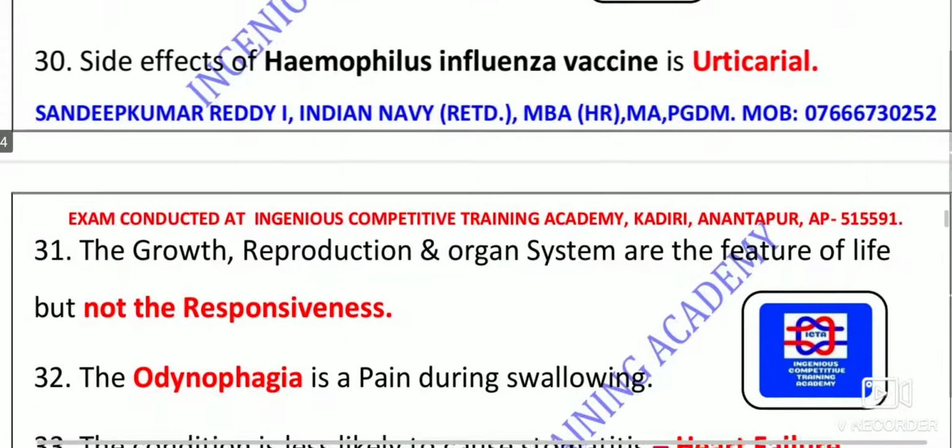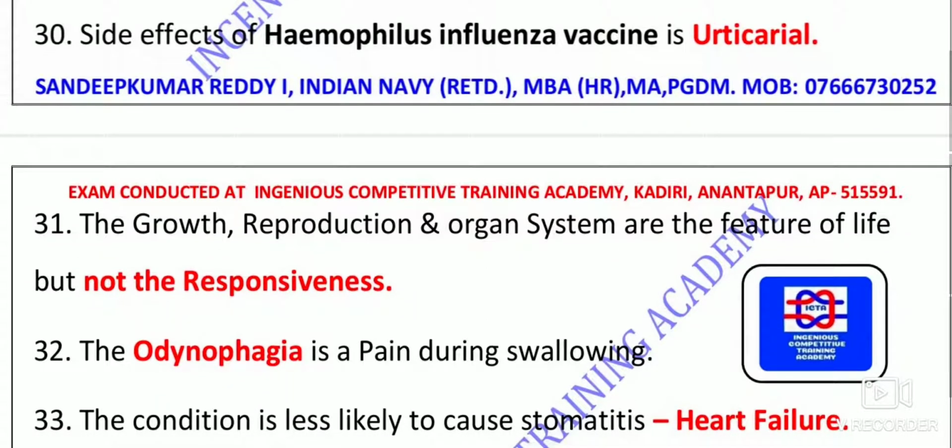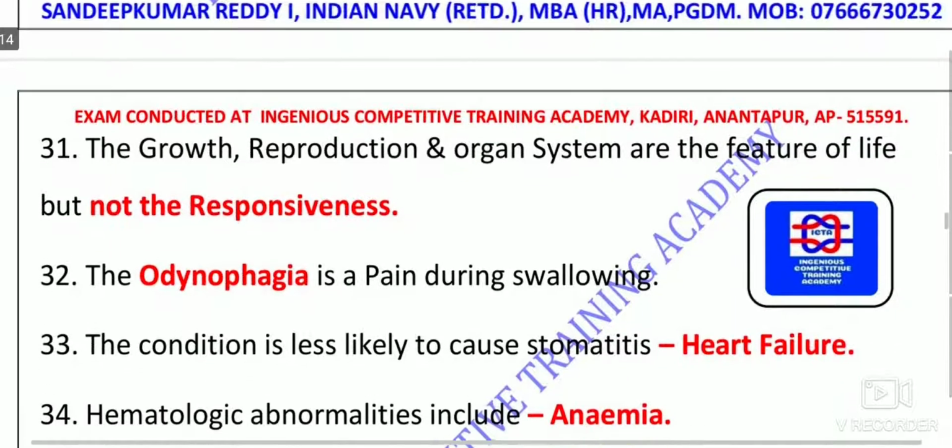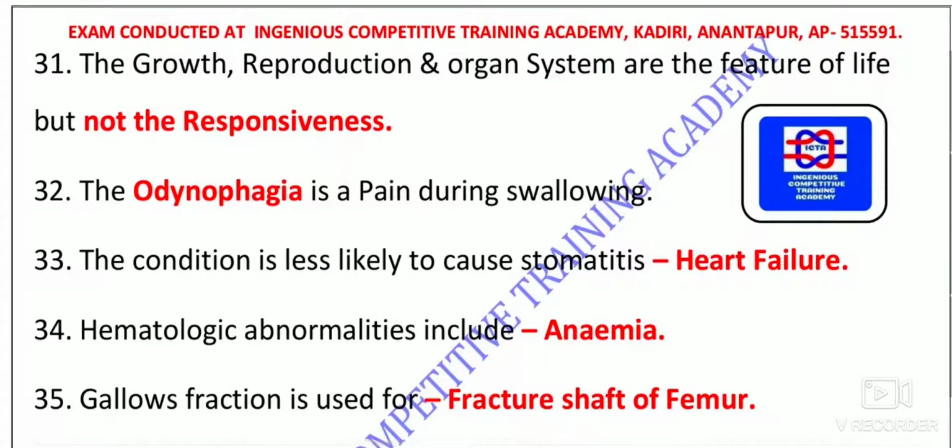The side effect of Haemophilus influenzae vaccine is urticaria. This is what you have to remember. Whatever the side effects of Haemophilus influenzae vaccine, that is urticaria. Next we have growth, reproduction and organ system. These are all the features of life that take place, but not responsiveness. Next we have, odynophagia is a pain during swallowing. We knew that the pain during swallowing is known as odynophagia.